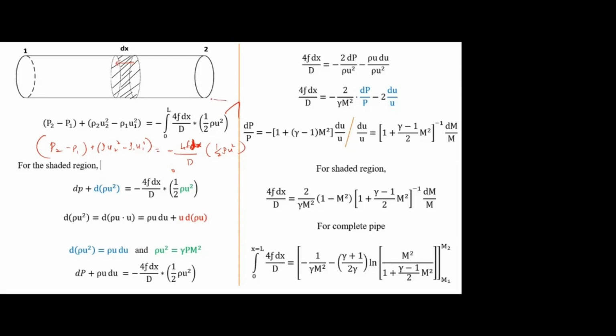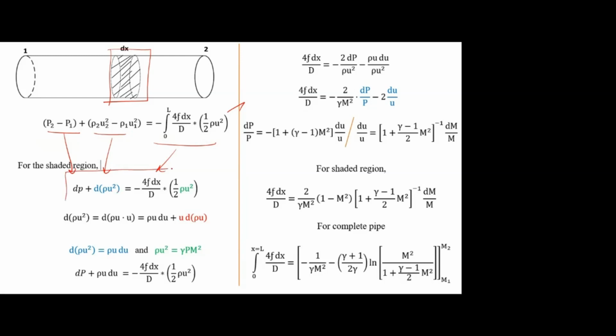So the same equation in integral form is written. Right formula. Now we are taking only the shaded region. Simply I'm taking dp plus d rho u square, and here there is no integral, only 4f dx by D. This is for the complete duct. Now I'm taking only the shaded region.